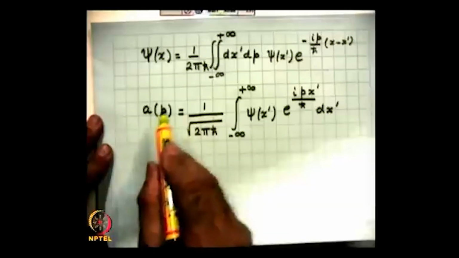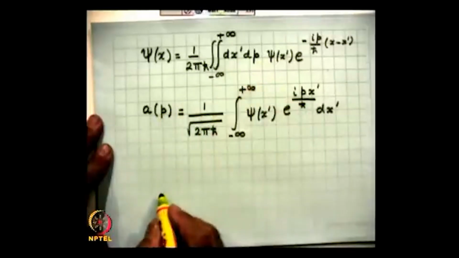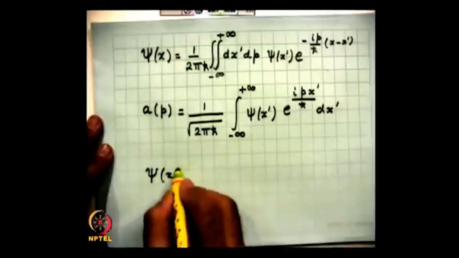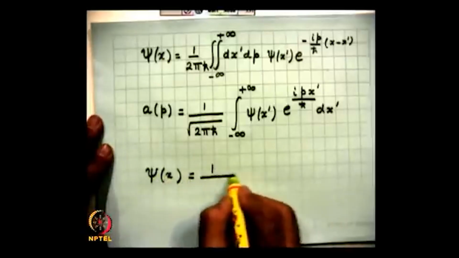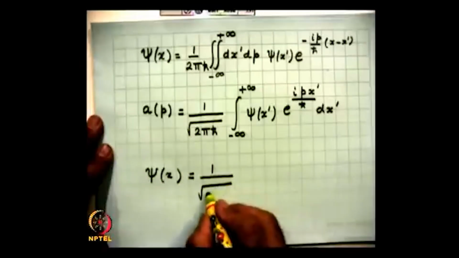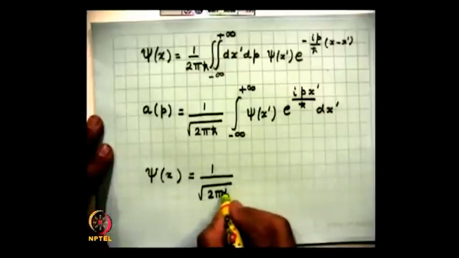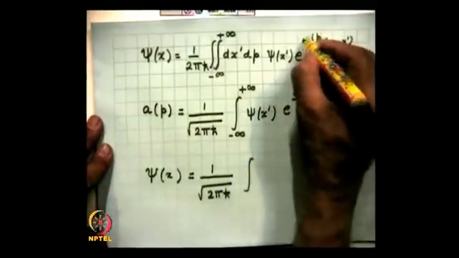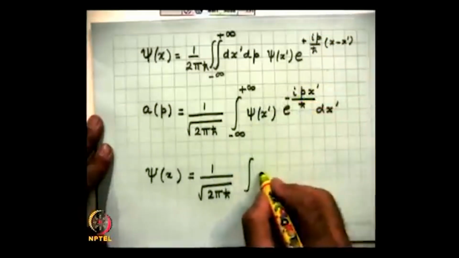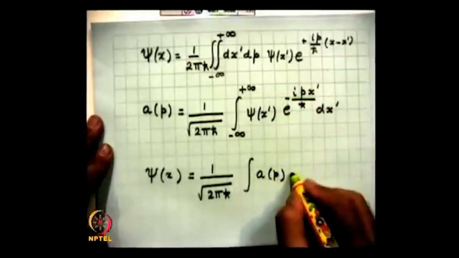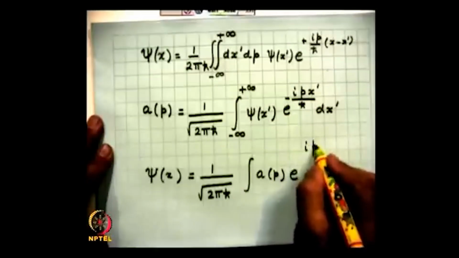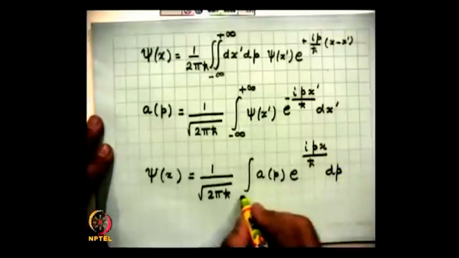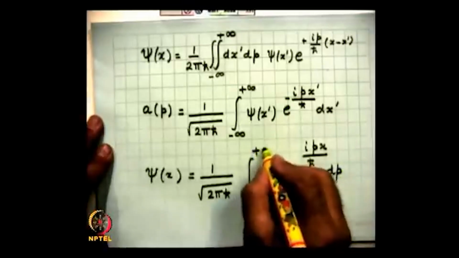Then I substitute for a of p in this equation, and I will get psi of x is equal to 1 over under root of 2 pi h cross, integral a of p e to the power of i p x by h cross dp, minus infinity to plus infinity. Let me take a plus sign here, as there is a minus sign in a of p.